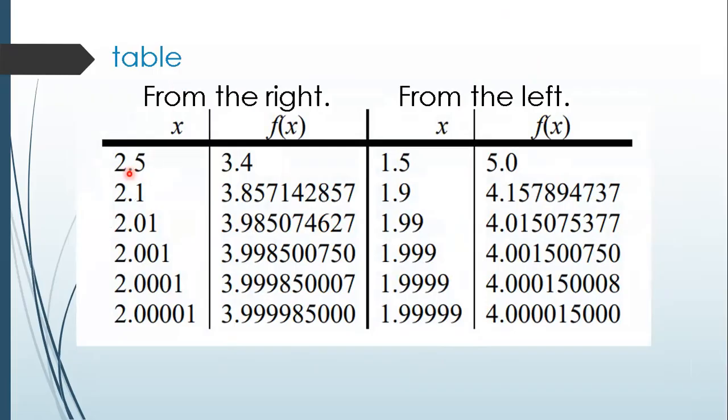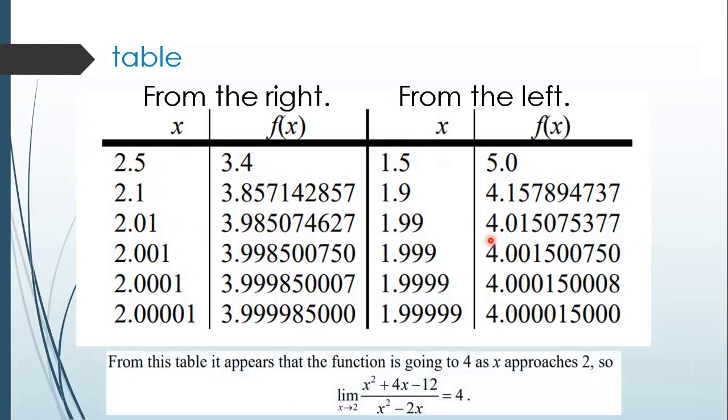From the right of 2, we start with 2.5. And then from the left of 2, we start with 1.5, getting closer to 2. And from the right, 2.5 and closer to 2, but not exactly 2. If you want to double check the value of x and whether my f of x here is correct or not, you can check it on your calculator. Same goes for the left. The value of x is here, and then here is the value of our f of x. So I chose 6 values of x to really graph it accurately.